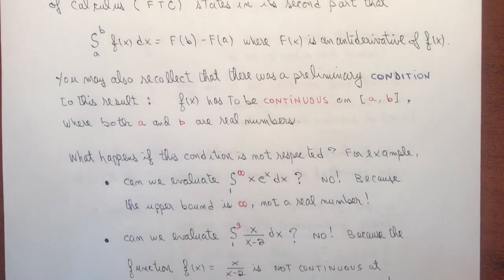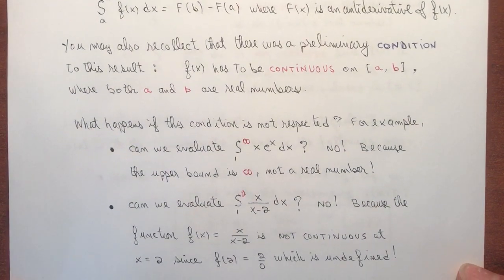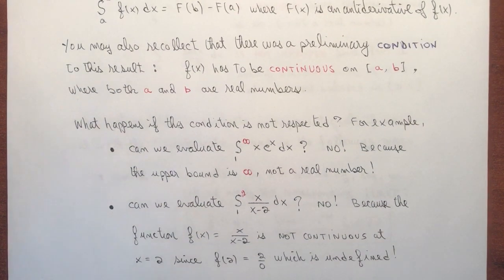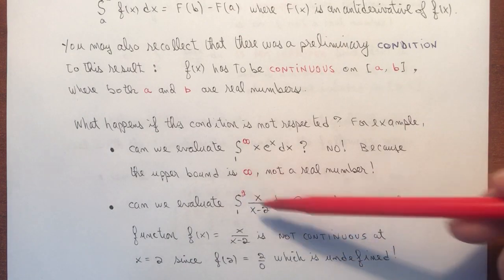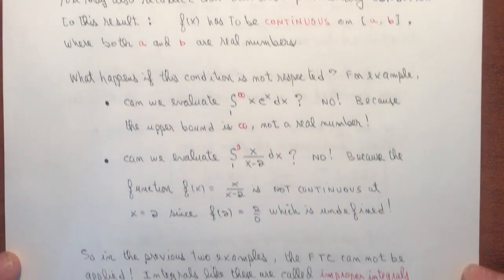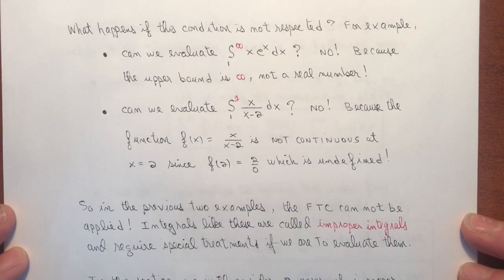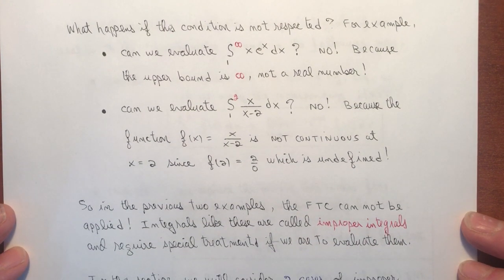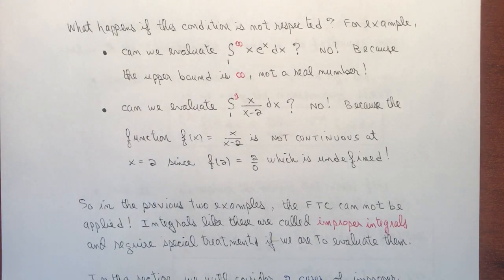Could we evaluate this other one here, 1 to 2, x over x minus 2? And the answer is still no, because if I replace this bound 2 inside the function, called the integrand, I'm going to get 2 over 0, which is undefined, and if the function is undefined at that point, it is not continuous. That means that I can't apply FTC part 2. So in the previous couple of examples that I've shown, FTC cannot be applied.